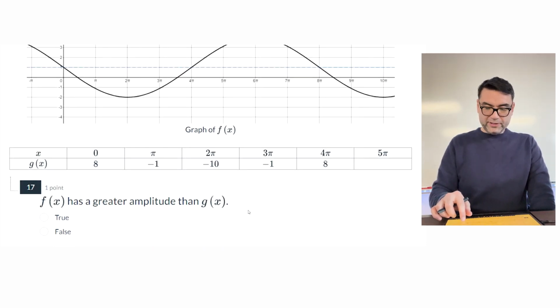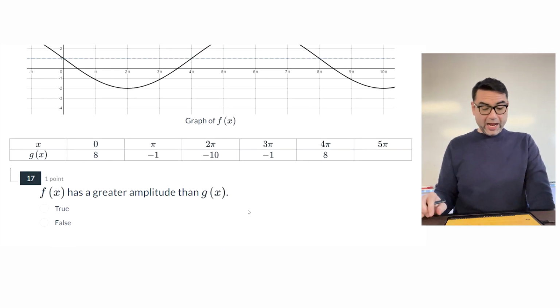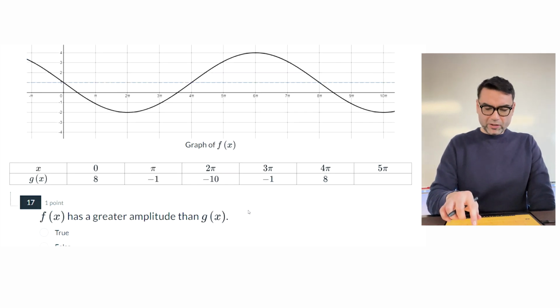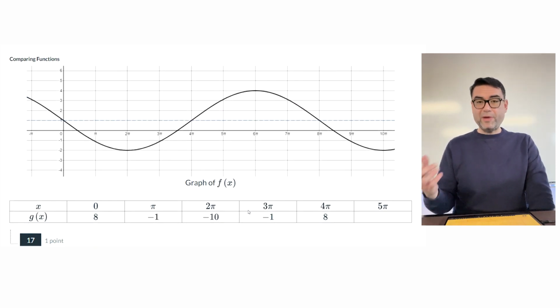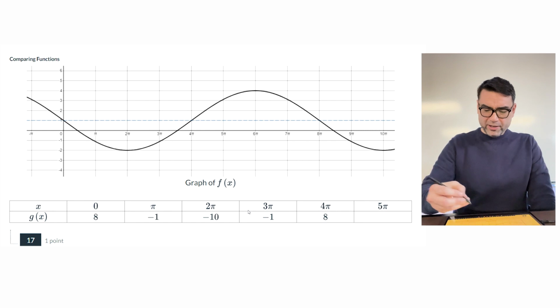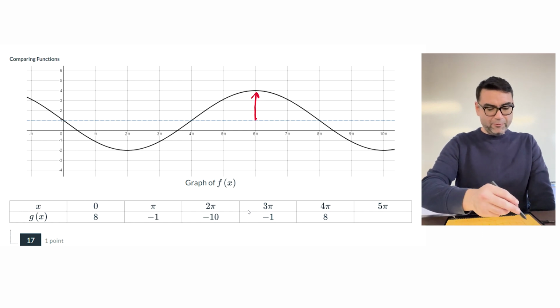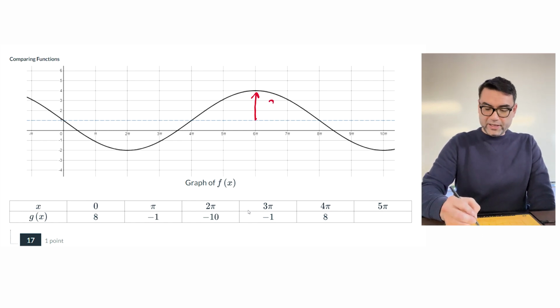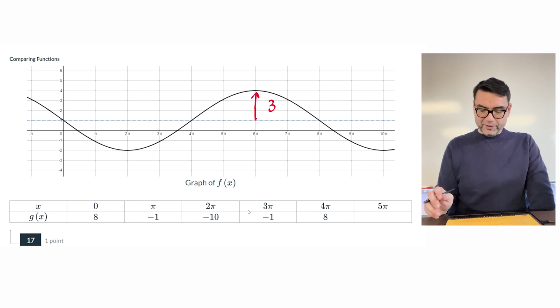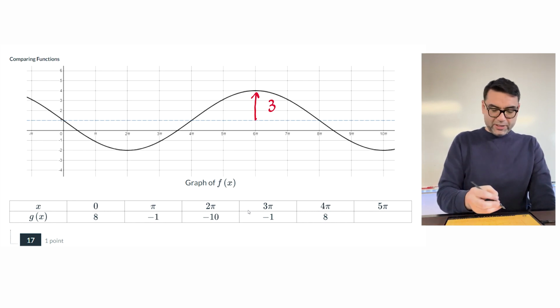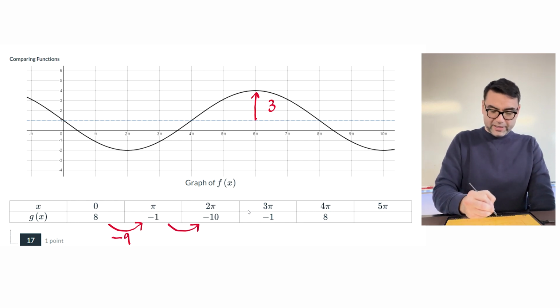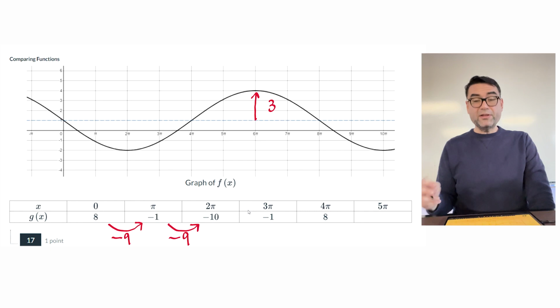Next question, same graph, same table. F of x has a greater amplitude than g of x. Okay, so remember, amplitude just means the distance from a midline to a max or minimum value. If I start here on the midline and I count how many units up, my y-axis counts by ones, so this is an amplitude of 3. But if you look at my table, it goes all the way from 8 to -1, so that's 9, and then -1 to -10, so that's -9. So the distance is 9.